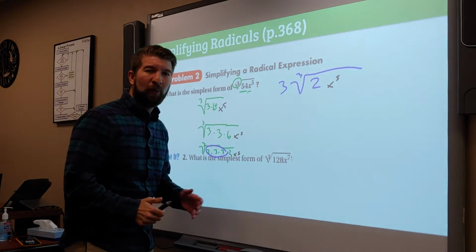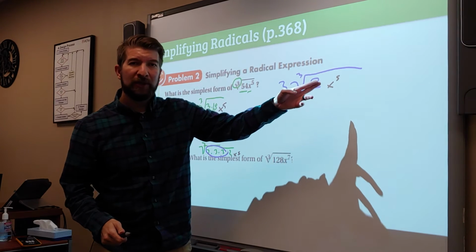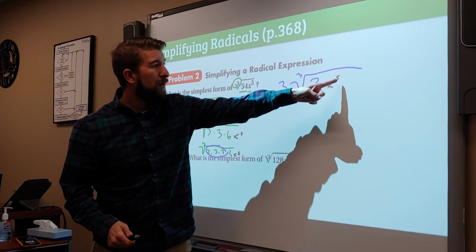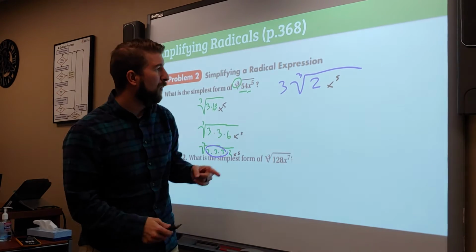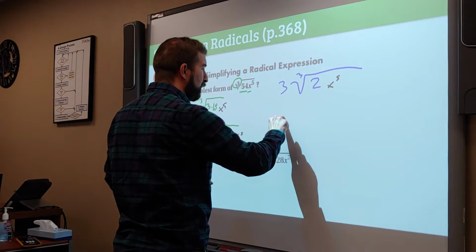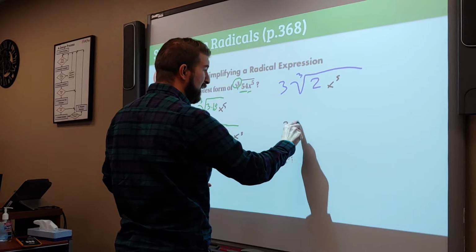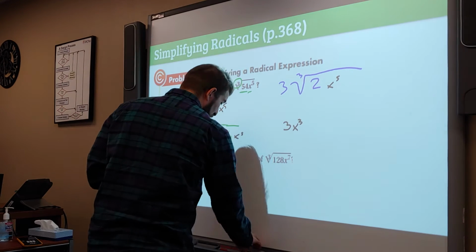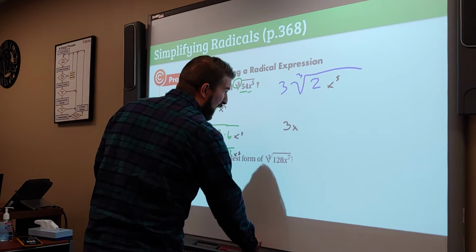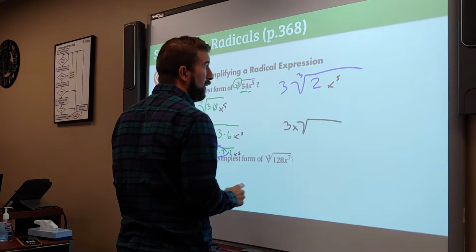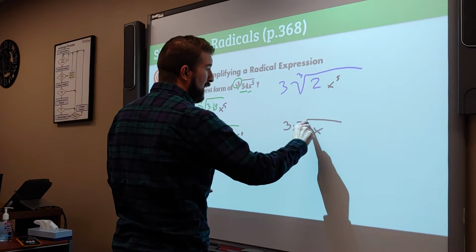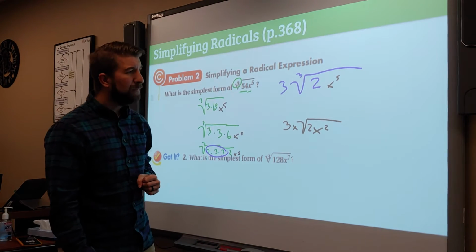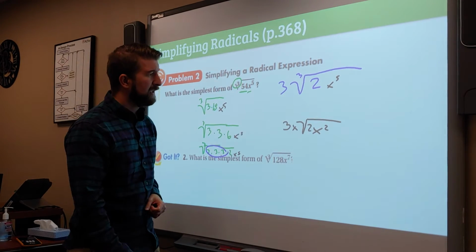x to the 5th. Now the short way of simplifying the variables is you could just subtract this exponent from 3. And so if I were to do it that way, I could rewrite my answer as 3x and then 2x squared, because 5 minus 3 leaves 2 left over. And so that could be my answer.